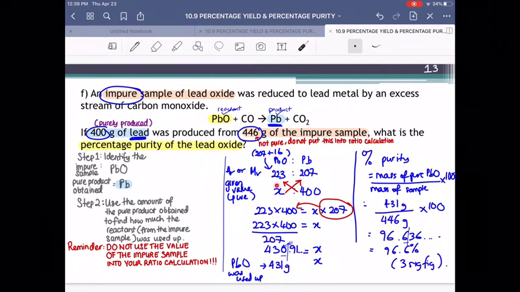This is the pure one. So put it into your formula for percentage purity: the mass of pure PbO divided by the mass of the impure sample times 100%. Insert the numbers, then you get the value. Please round off to 3 sig fig. Reminder, do not put the value of the impure sample into your ratio calculation. Only put it into your percentage purity calculation.